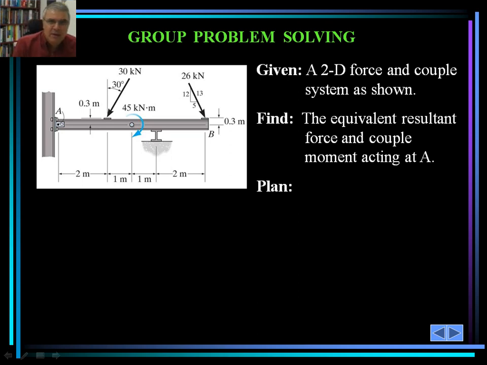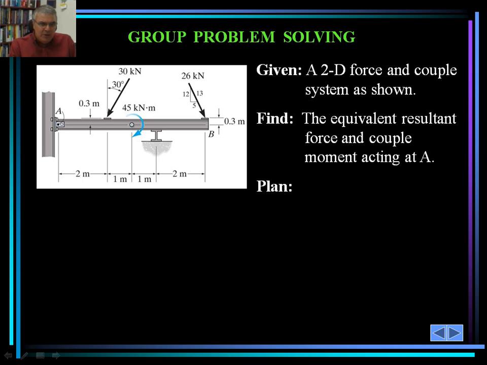As you know, I'm solving lots of problems for statics, many of them here, and try to solve as many problems as possible. So let's take a look at this particular problem. This is a 2D force and couple system as shown, and we would like to find the equivalent resultant force and couple moment acting at A.